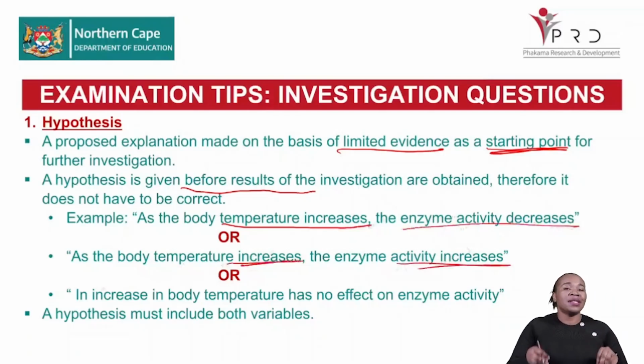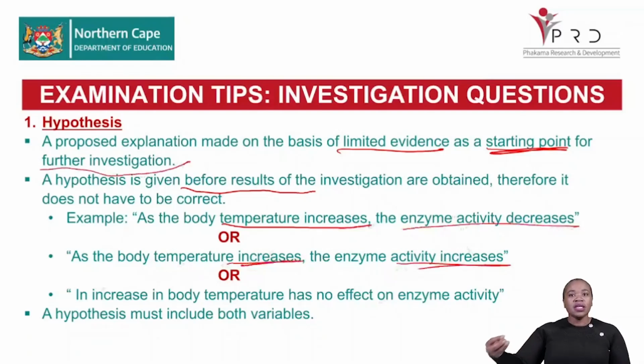Remember, you do not know as yet what the body temperature would do to the enzyme activity. Therefore, even if you say it causes enzyme activity to increase or it causes enzyme activity to decrease, that is your hypothesis. That is what you are saying would happen. We are still going to do the further investigation to see if your hypothesis is indeed correct or not. Or you can say an increase in body temperature has no effect on enzyme activity. So you're saying when the body temperature increases, the enzyme activity does not change. That is also correct because that is what you think will happen.